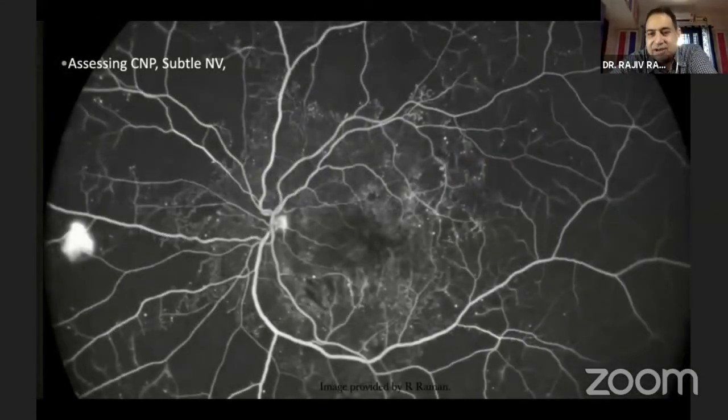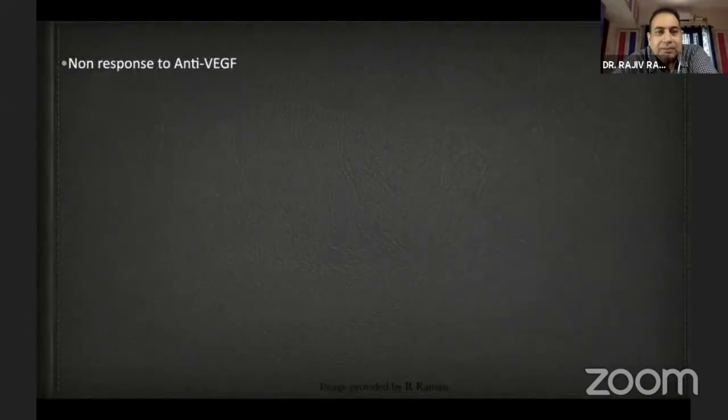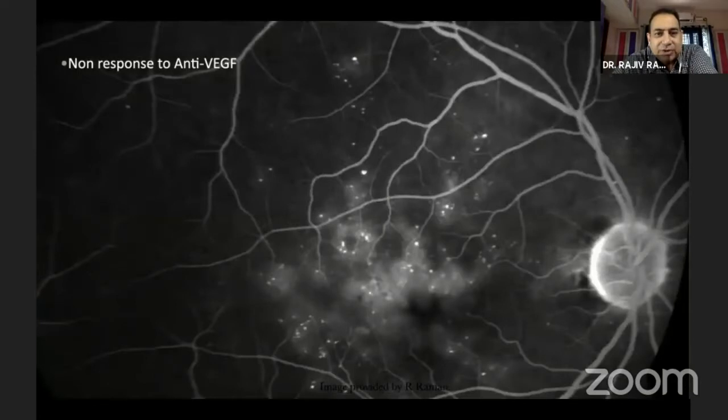So this is a wide field angiogram, which already I think Vasumati also showed. We can pick up these subtle NVs, which are sometimes missed on clinical evaluation. In a person who is a non-responder to anti-VEGF, sometimes we can make out the leaking microaneurysms and see if they are amenable to laser also, or that also gives you an idea of what would be the next line of therapy.